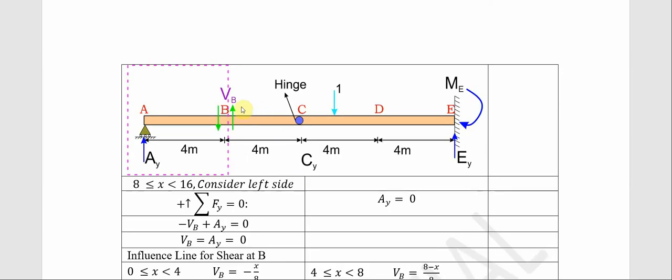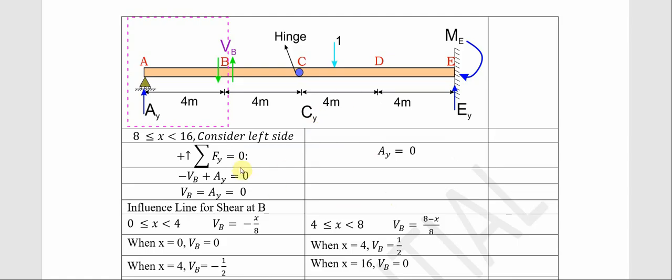Now let us consider this particular one. We're summing forces along the y-axis to be equal to 0, and from 8 to 16, this side. Mind you, the unit force is acting here. So we have minus VB plus AY equals 0, and our VB equals AY. But all these forces, they are on the other side. They have almost a negligible influence here, which is 0.